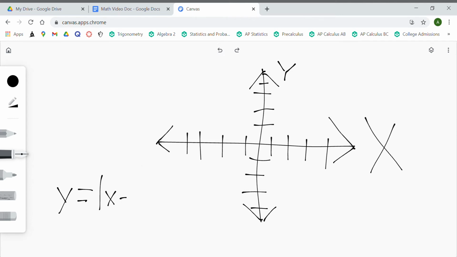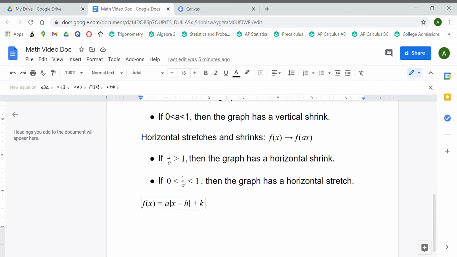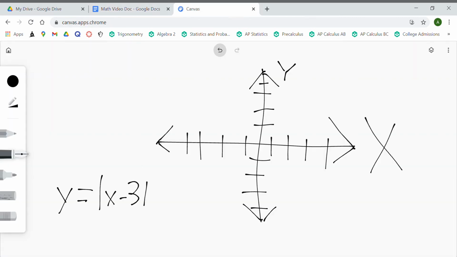Alright, and now I want you to try this. Okay, so we have x minus 3. Since we didn't change the sign from this equation here, we simply need to go 3 units to the right. And then graph. Alright.